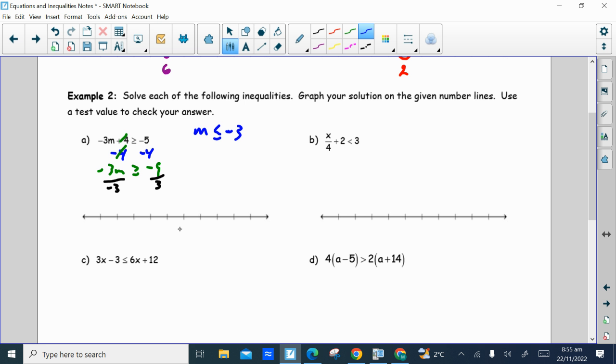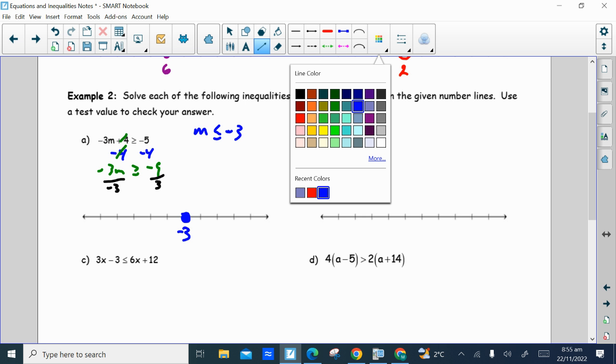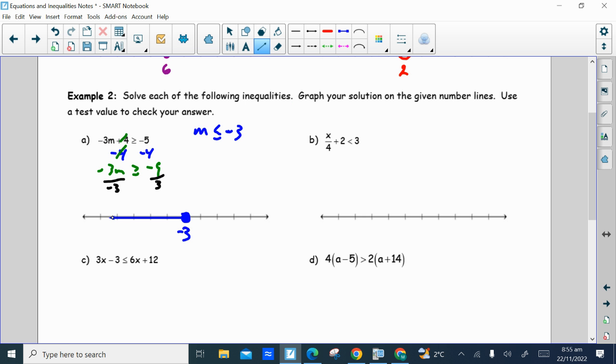To graph it on a number line, we'll put negative 3 on there close to the middle. M is less than or equal to negative 3, so you're going to have a closed dot, because it's not only less than, but also equal to. And we're going to have an arrow going to the left, because it's less than or equal to. So any number less than or equal to negative 3 should work, like negative 4.